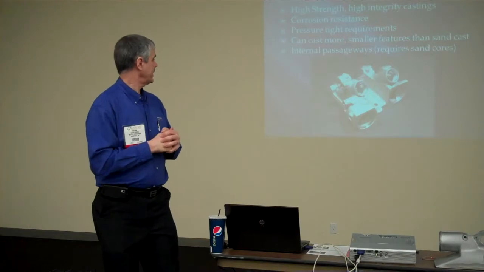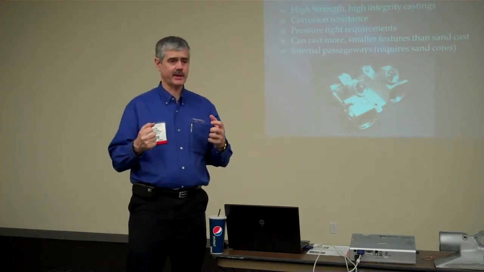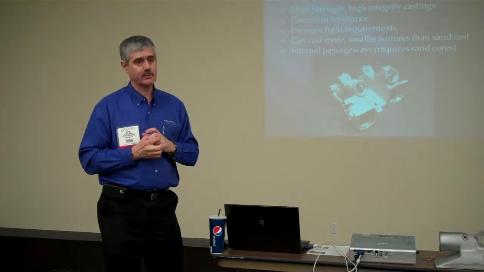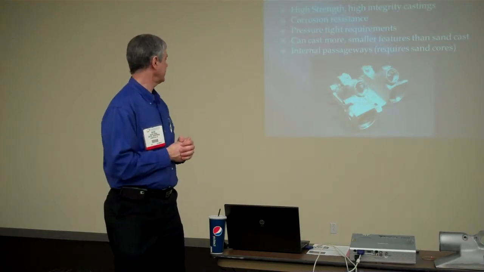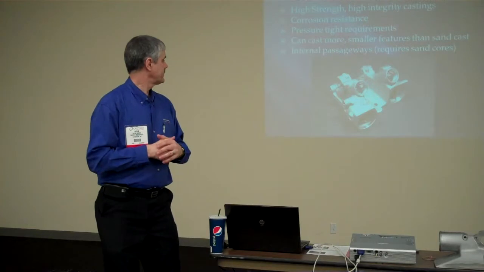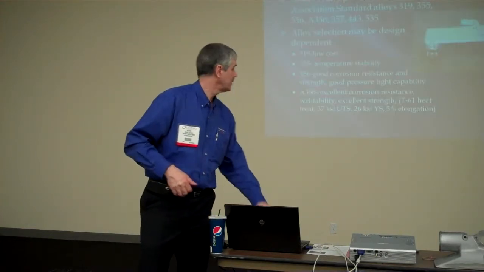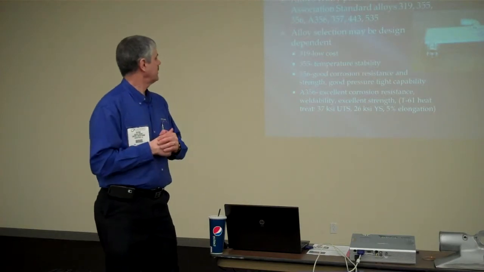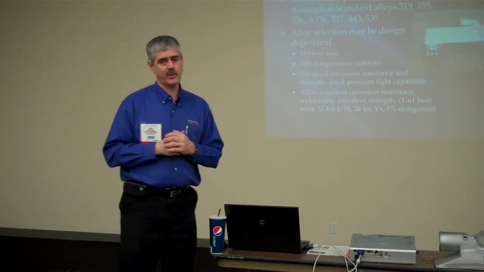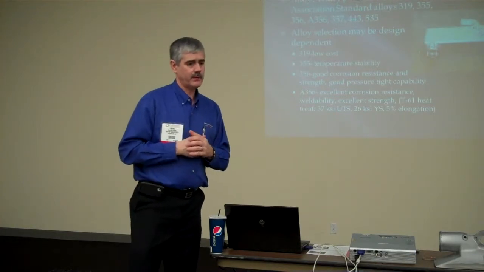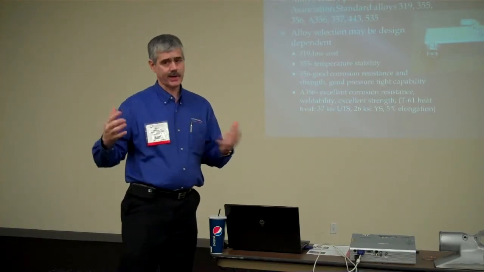With permanent mold, we can cast more smaller features than sand casting. Thinner walls, more intricate, less machine stock, weight reductions, therefore cost reductions. And then using sand cores to produce internal passageways. Oftentimes a decision for permanent mold could be based on mechanical strength. That's often the case where they can't get high enough strength in sand or die cast and they'll come to permanent mold.